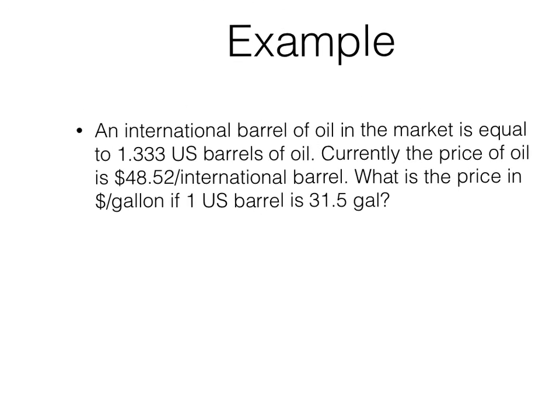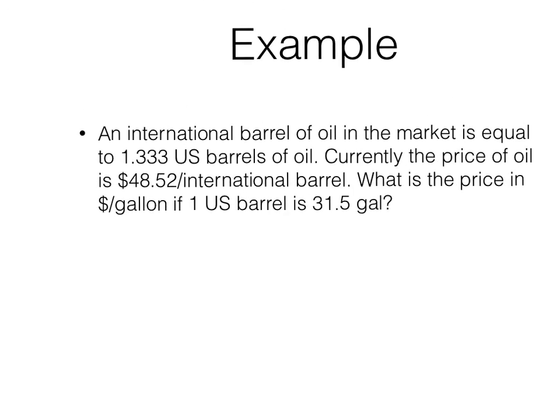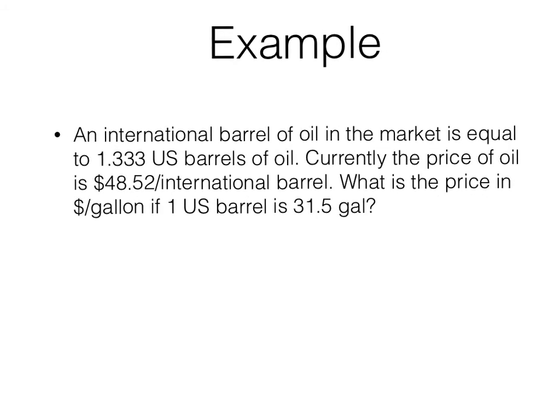So another example. In this case, an international barrel of oil in the current market is equal to 1.33 US barrels of oil. Currently, the price of oil is $48.52 per international barrel. Also, that is not the current as of the recording, it's the current when I wrote the question. So what is the price in dollars per gallon if 1 US barrel is 31.5 gallons?